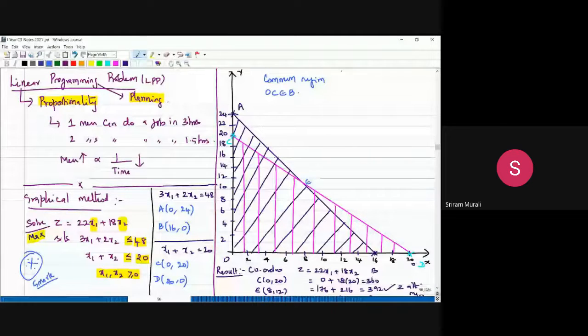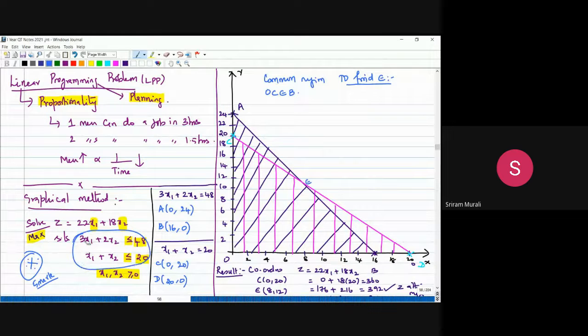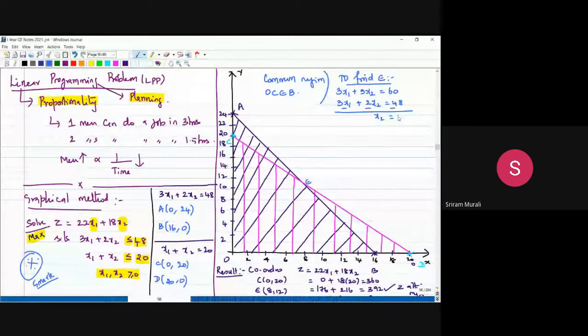Okay, to find E, that is the point of intersection, we have to solve these two equations. They are not identical. So I want to multiply 3 in the second constraint so that this is 3x1 plus 3x2 is equal to 60, whereas it is 3x1 plus 2x2 is equal to 48. So you subtract, so that x2 is equal to 12.